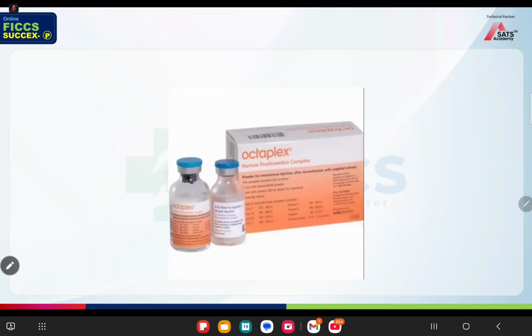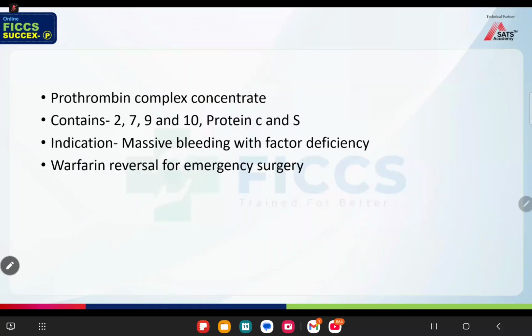And this is Octaplex, that is a human prothrombin complex. You rightly mentioned, this contains factors 2, 7, 9, 10 and protein C and protein S. So indications: massive bleeding with factor deficiency. Obviously, if the patient is in ALF bleeding a lot, then also you can use it. And warfarin reversal for emergency surgery, because warfarin exactly acts on these.